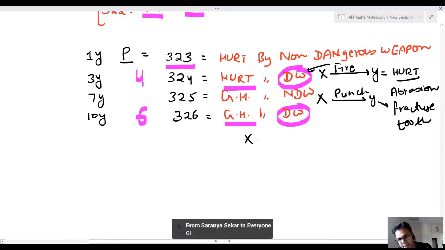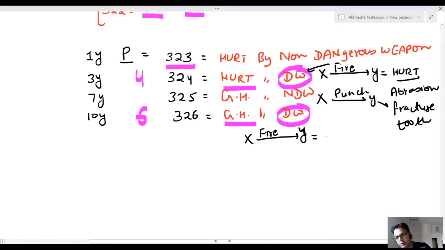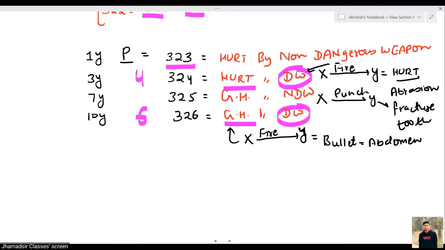But sir, X fired on Y. Y got a bullet inside the abdomen. Sir, this is a dangerous injury. And as I told you, every dangerous injury is a grievous one. That's a very simple explanation. Yes or no, my dear? It's attempt to murder. Yes, sir.